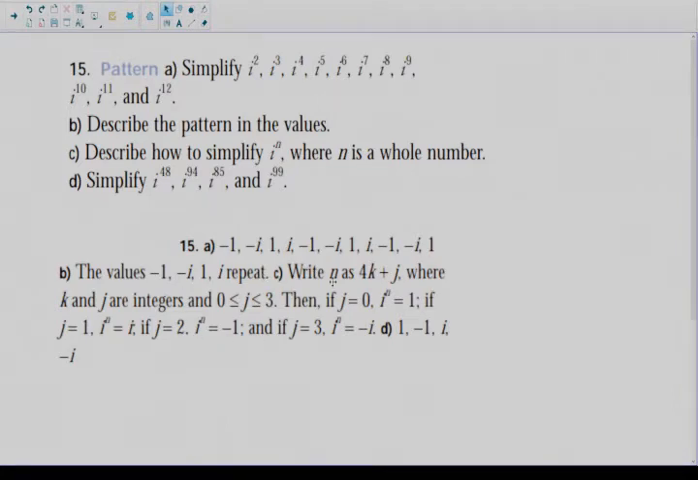So I did this on paper and decided to just scan it into the smartboard. It might not be exceptionally clear, but I think it's going to be good enough to show you what I did and what my thought process was. The first thing I did, I didn't start at C. I actually started at A, and it said simplify all of these values of i.